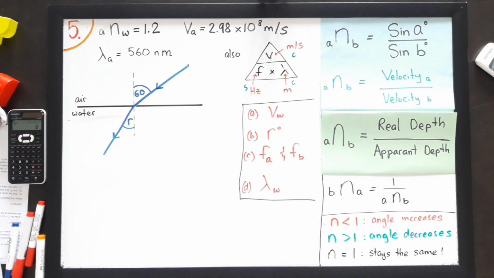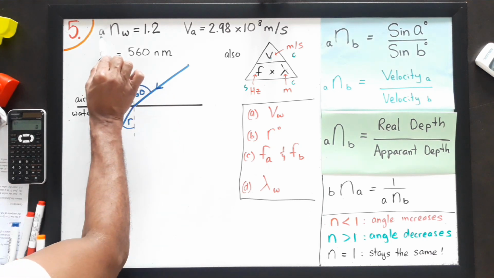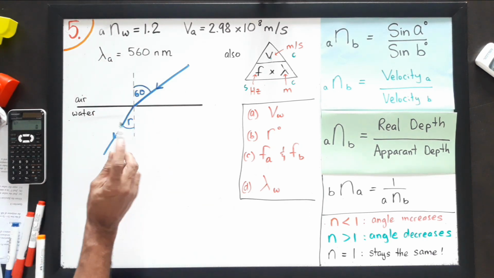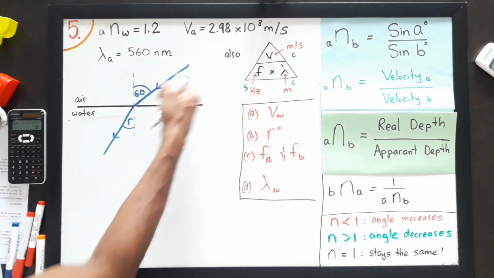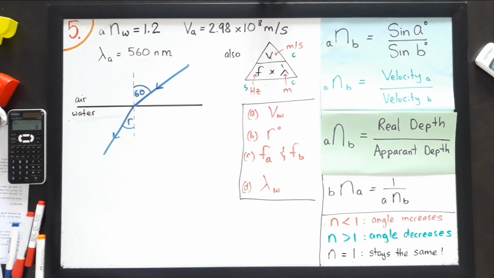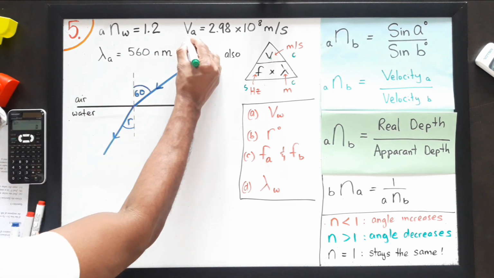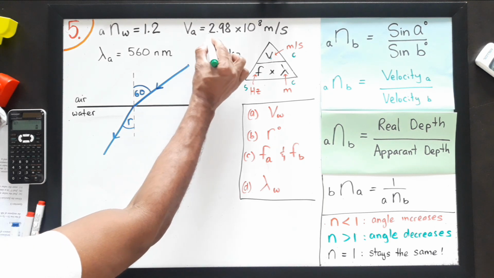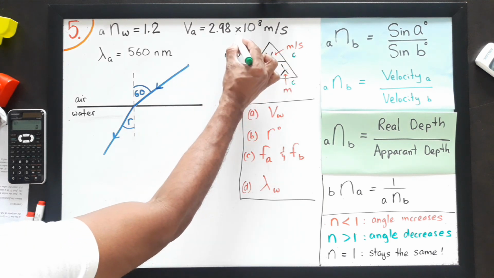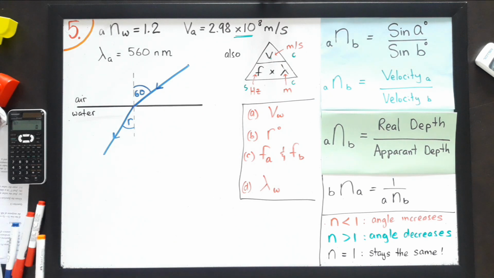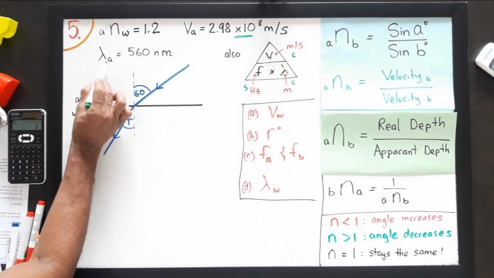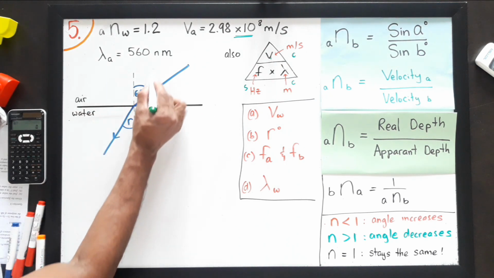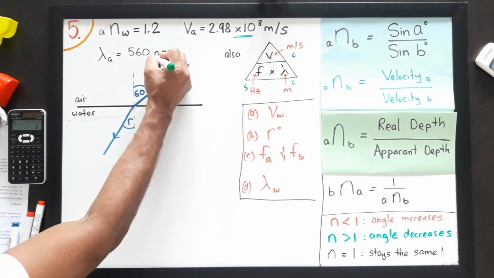So let's get it. The examiner has given us some information. The refractive index from air to water is 1.2. You notice the light is going from air to water, so this is not a trick. The velocity in air is this amount of meters per second. Note, multiply by 10 to the power 8. And the wavelength in the air is this amount of meters. Note the little n here.